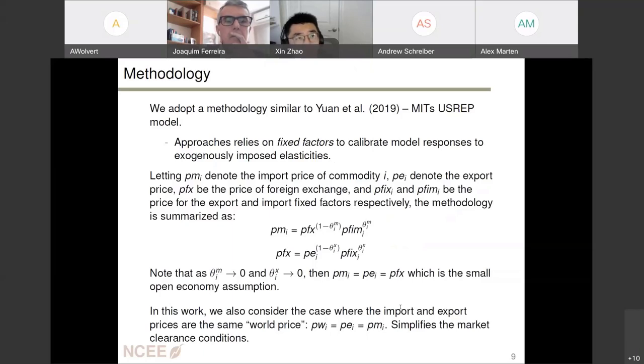Specifically what this looks like is if we think about PM sub I denoting the import price of commodity I, PE the export price, PFX the price of foreign exchange, and then we have fixed factor prices. We have the methodology summarized in these two pricing equations.